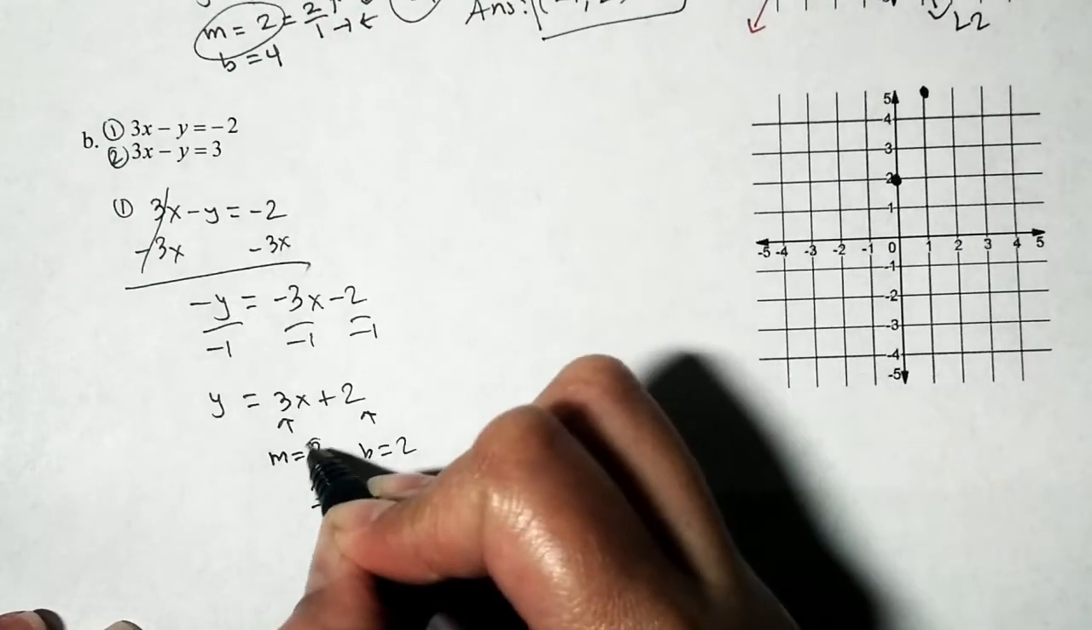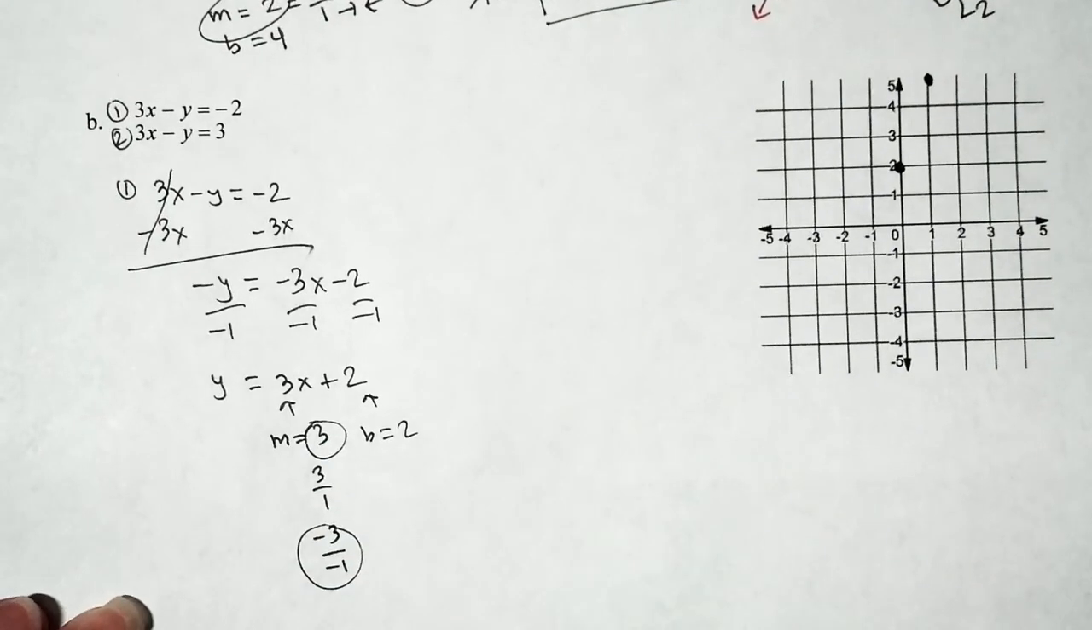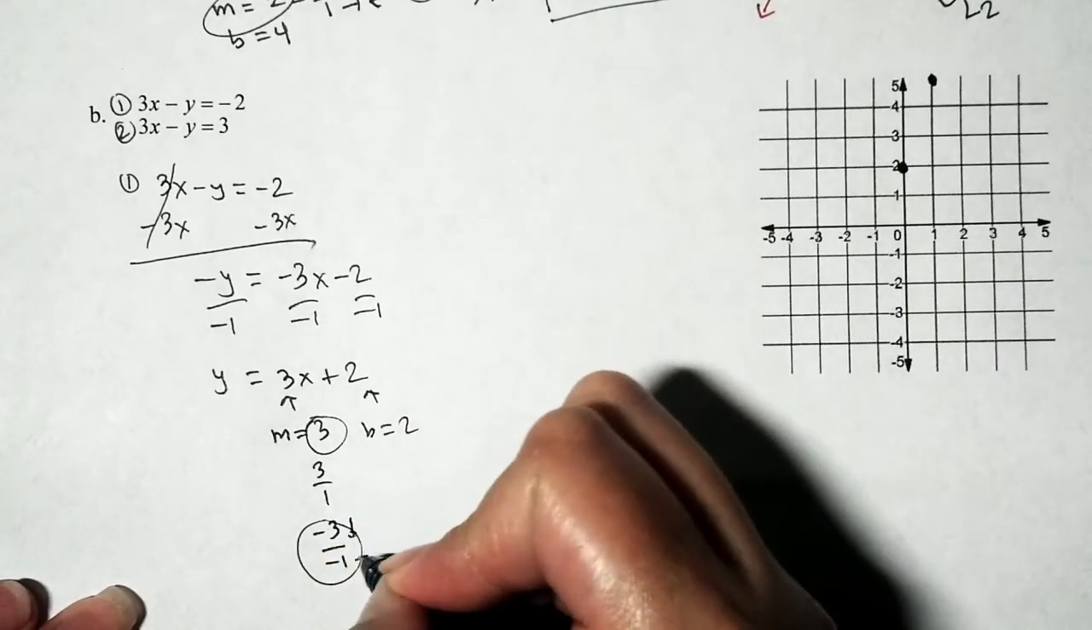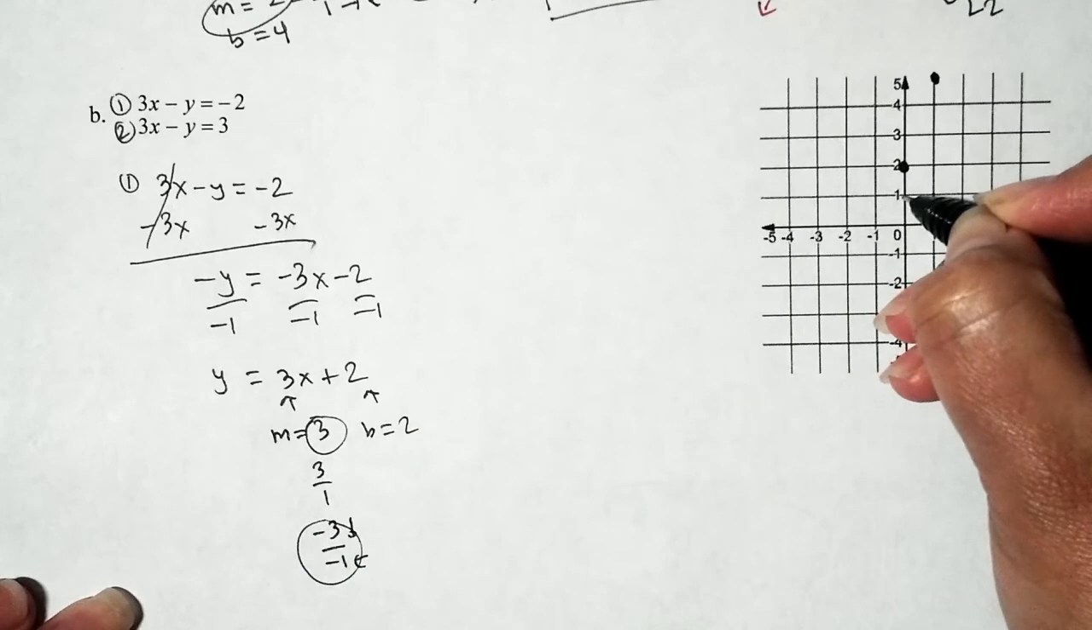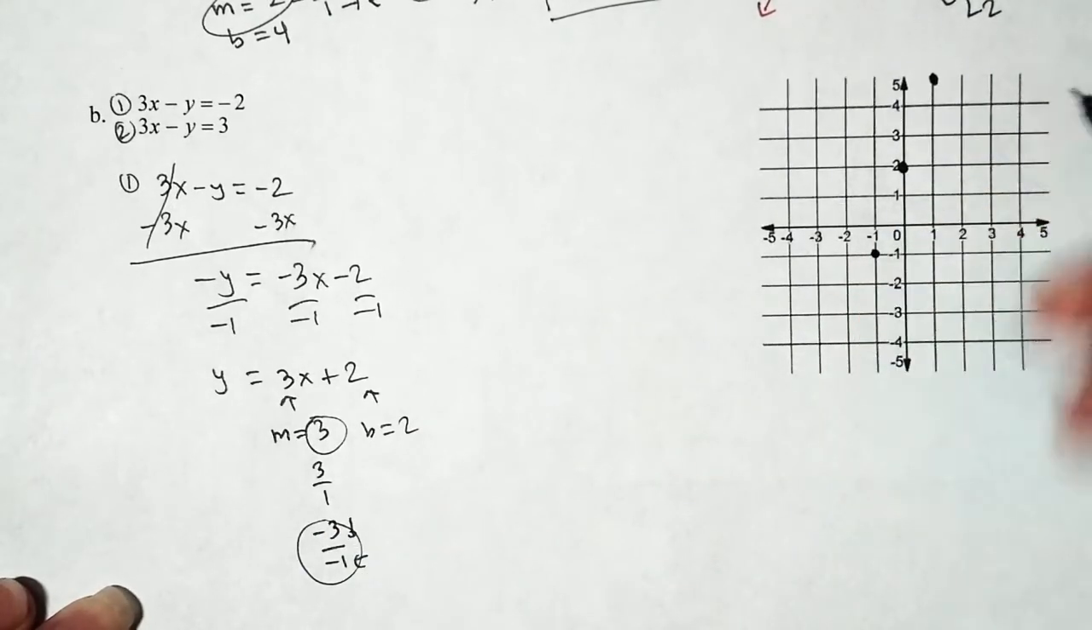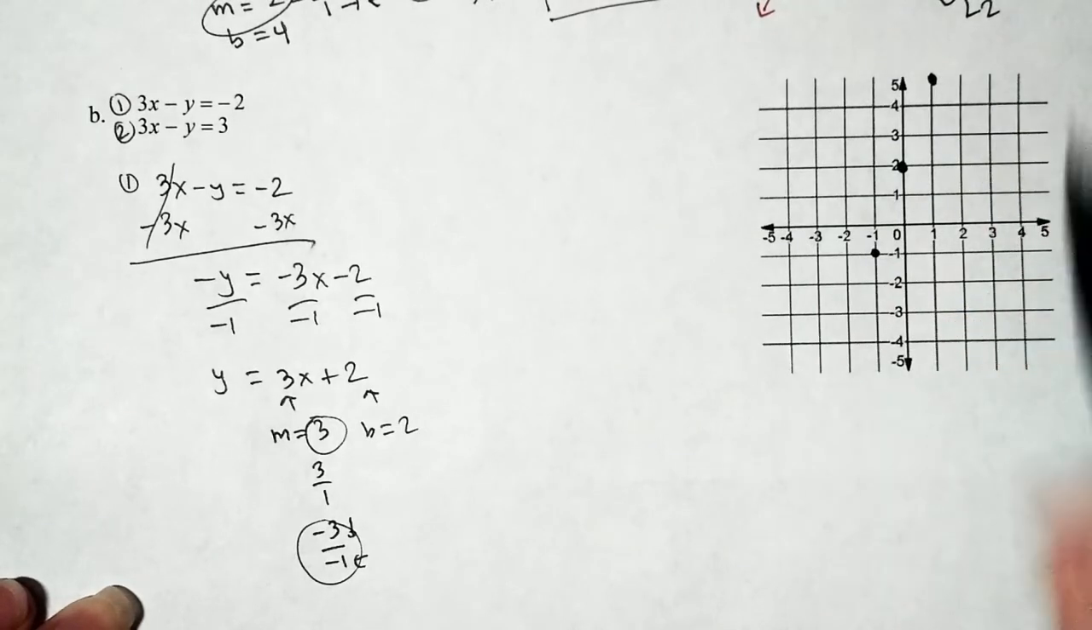So again, you can always rewrite it. The quotient of negative 3 and negative 1 is still positive 3. So let's go down 3, 1 to the left. So 1, 2, 3, 1 to the left. Now I'm going to discard this, pretend I erased it. Let's take our straight edge and connect the points.